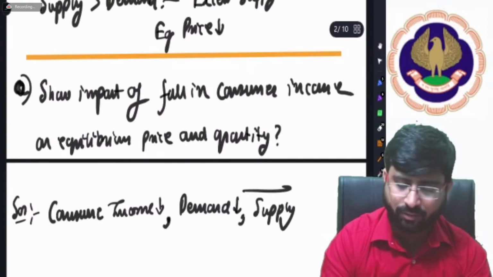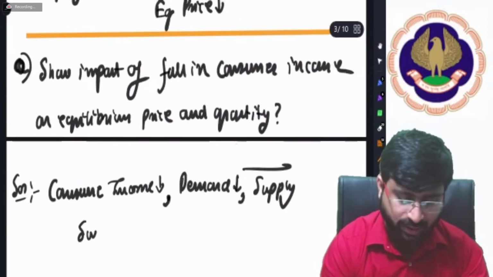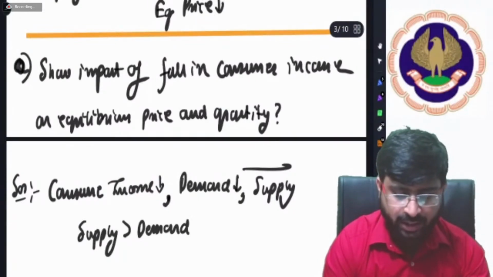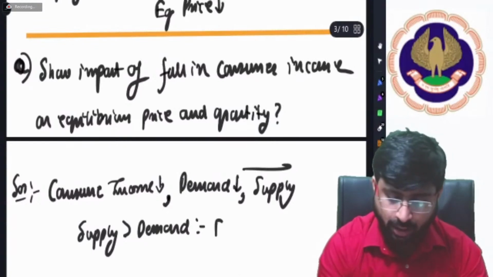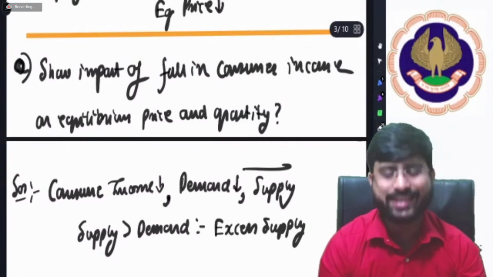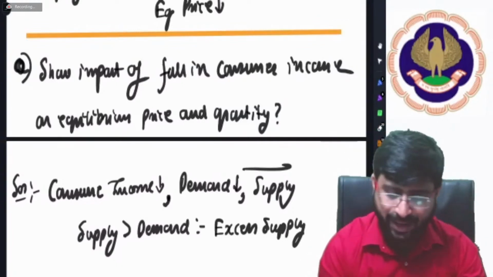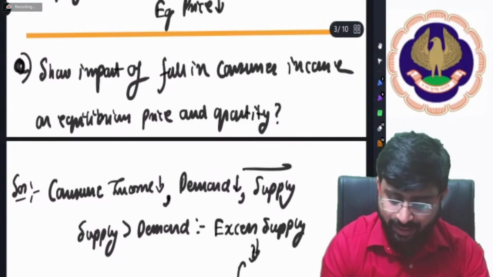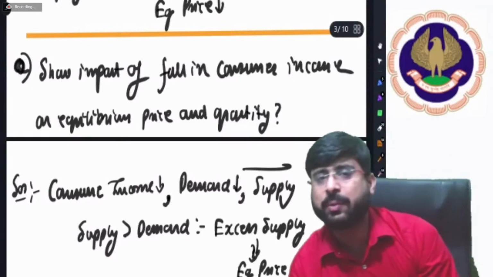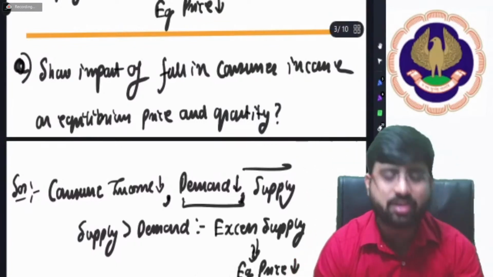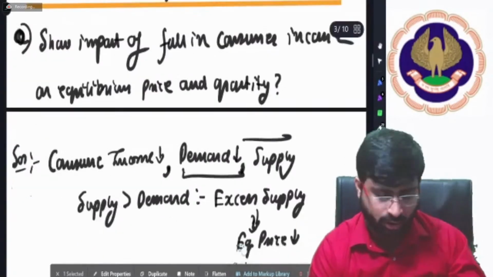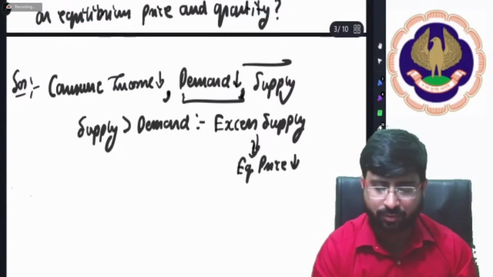As we have already seen, when supply is greater than demand, it is said to be a situation of excess supply in the economy. And whenever there is excess supply, equilibrium price is going to fall and quantity will also fall. Demand is falling, supply is constant. Now let me give you the impact of the same.